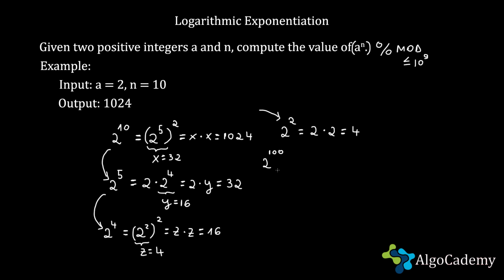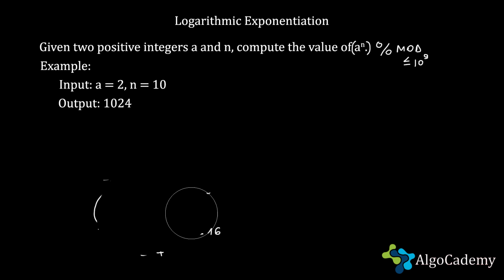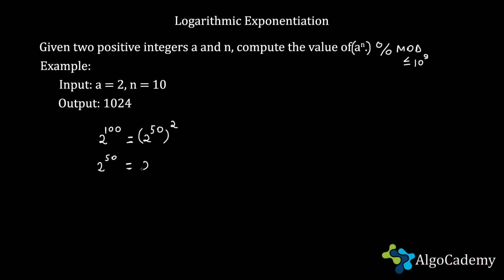Alright, let's say I had to compute 2 to the power 100, right? Our brute force approach makes 100 steps, 100 product operations. But my approach would say something like this. To compute 2 to the power 100, I first need to compute 2 to the power 50, and then just multiply it by itself. To compute 2 to the power of 50, I first need to compute 2 to the power 25, right? Because 50 is even, so I can write it like that.